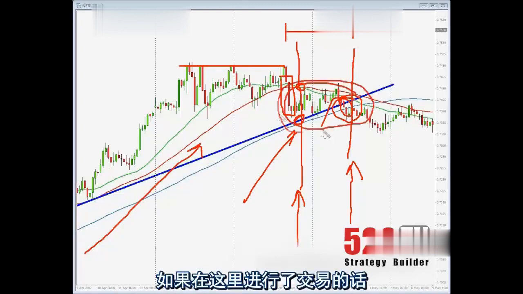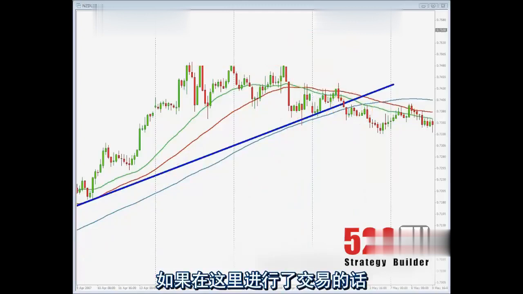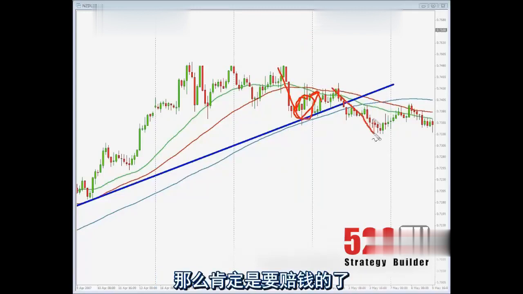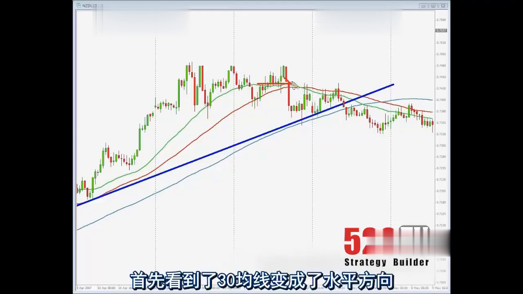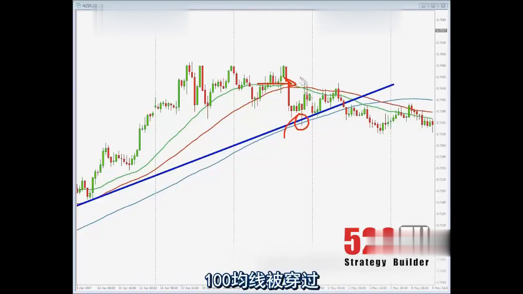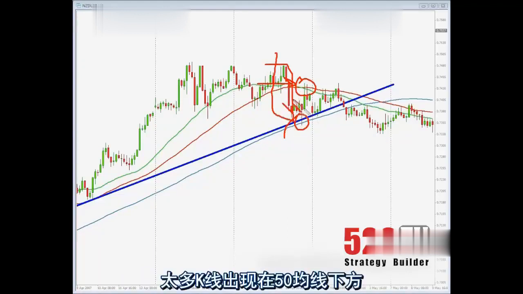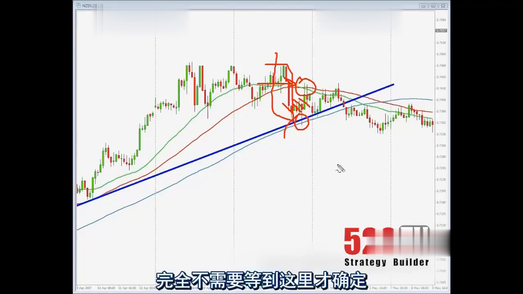This could have easily turned into a losing trade if you traded this bounce up here. Well, this definitely would have become a losing trade. However, if you were reading the price action around the moving averages, okay, you had the 30 flat here, like I say, the 100 being breached, the crossover, etc., momentum breakout, many bar closes below the 50. You don't need to wait for this. You don't need to wait all the way up here.